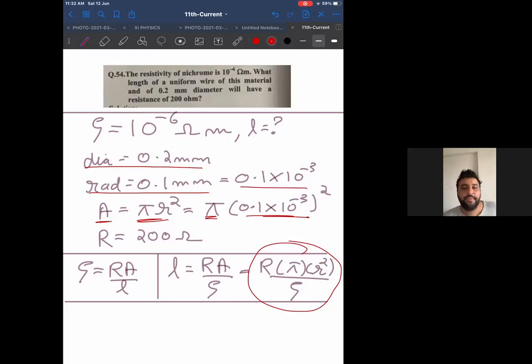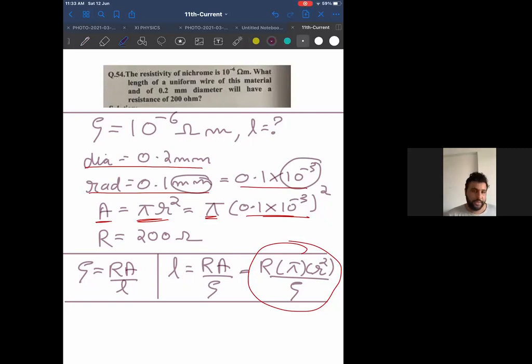Arnab is asking, why did you multiply 10 power minus 3 to radius? Okay, Arnab, if you look at the radius, it is in millimeter, but my radius has to be in SI unit, meaning radius has to be in meter. That is ultimately length. Therefore, to convert millimeter to meter, I use 10 power minus 3. I hope you understood now why I multiplied by 10 power minus 3.